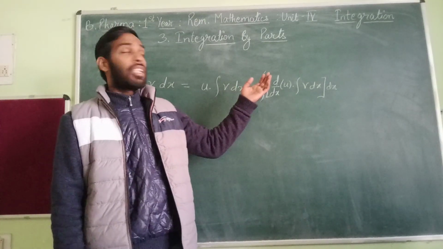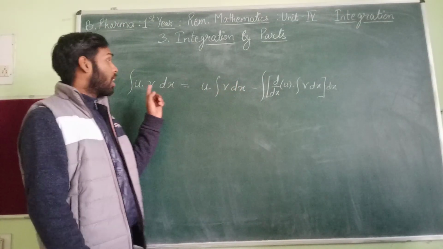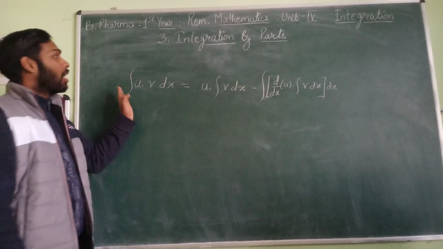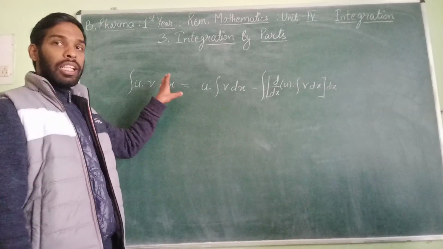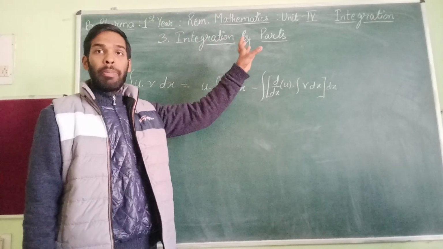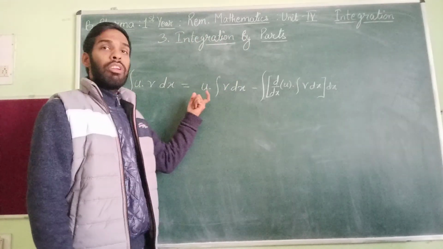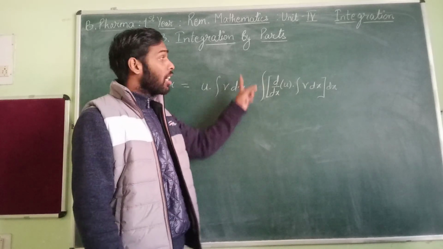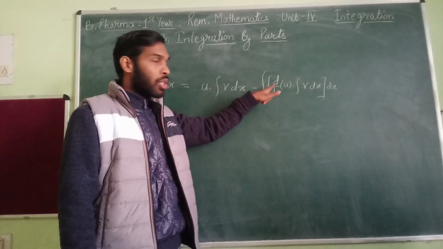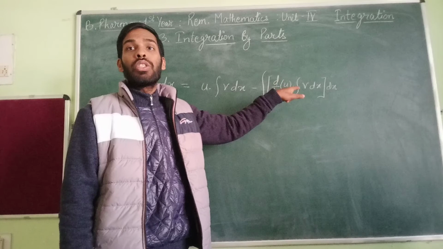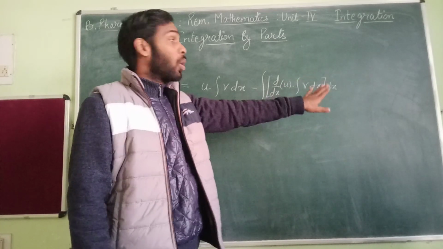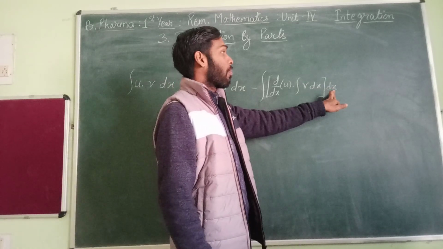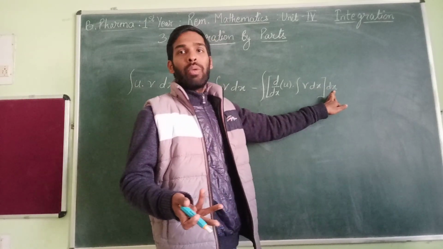If there are two functions, let us say u into v, and you have to integrate with respect to x, it will be done using integration by parts, and the formula is: u as it is, integration of v, minus integral of the bracket, differentiation of u into integration of v, whole dx. This whole dx means we are integrating this portion with respect to x. dx denotes with respect to x.